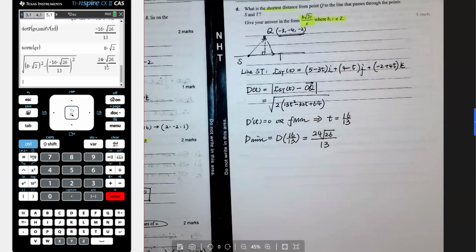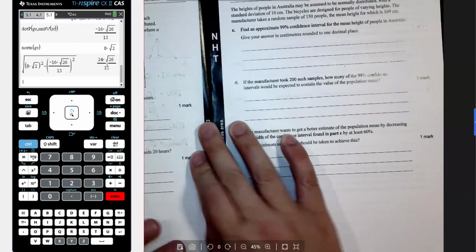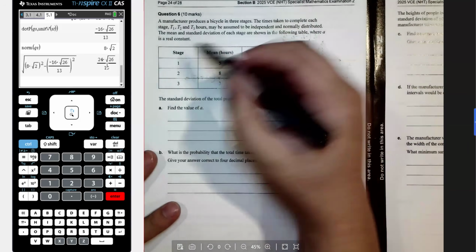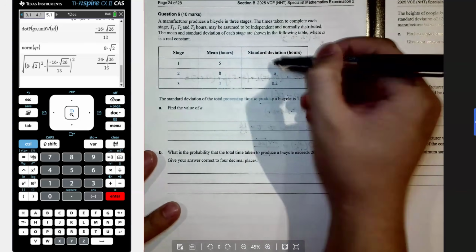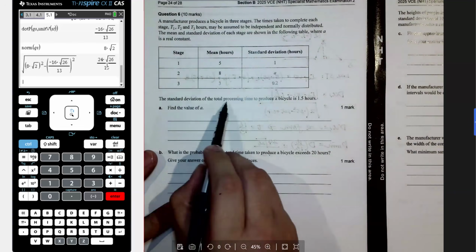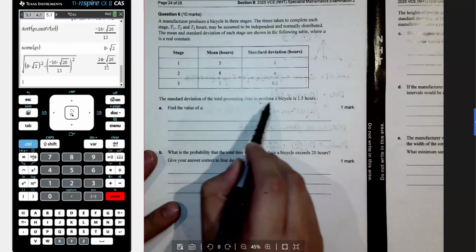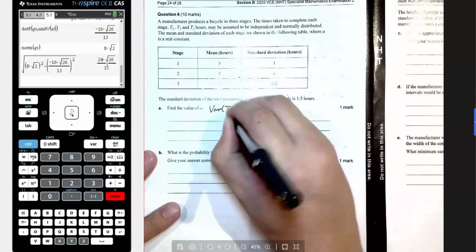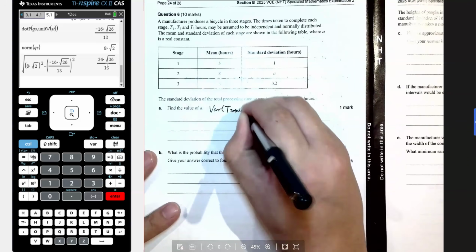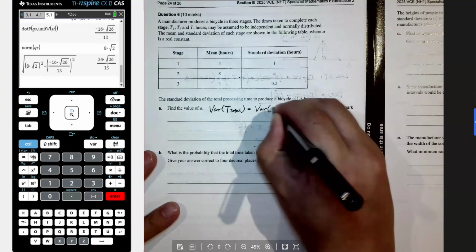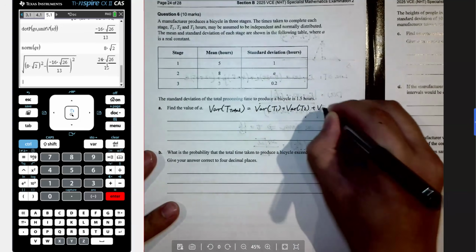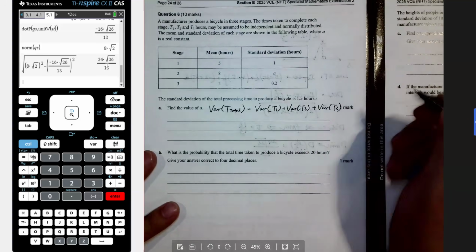Okay, last question for VCAA statistics. A manufacturer produced a bicycle in three stages: 1, 2, 3. Mean values, standard deviations. The standard deviation of the total processing time to produce a bicycle is 1.5 hours. So we know the variance of T total is the variance of T1 plus variance of T2 plus variance of T3, I suppose.